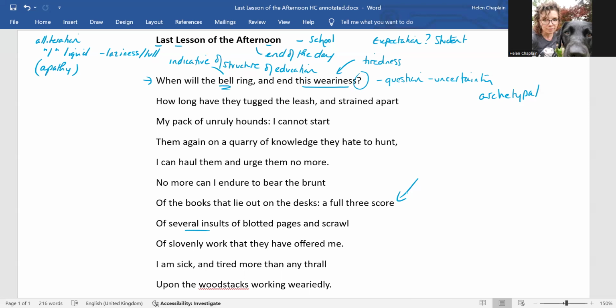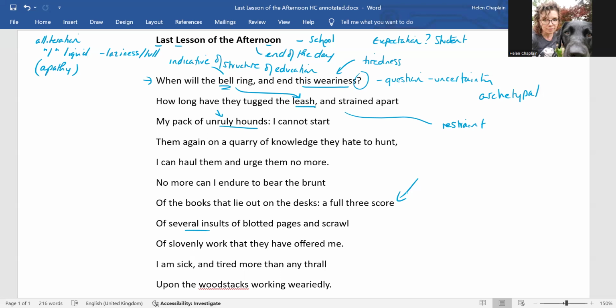And we get another example here, another metaphor at this point, when we move on to the idea of the students as hounds. If we have them as dogs, they cannot be ruled, okay? Unruly, ungovernable. And he says, again, how long have they tugged the leash? And the leash here, the lead, think of all those images of restraint and limitation. It should be that education is setting them free, but actually they're pulling on it as this thing that's restricting them.